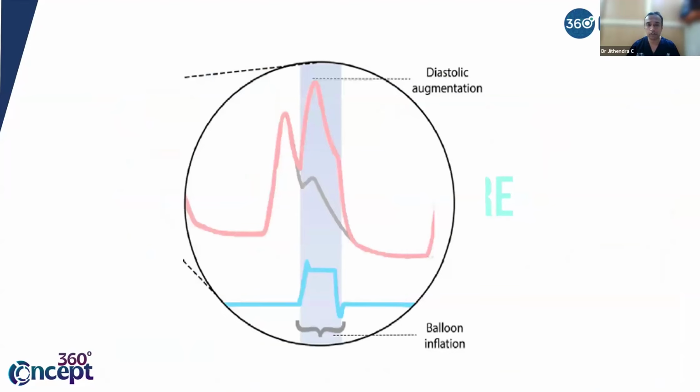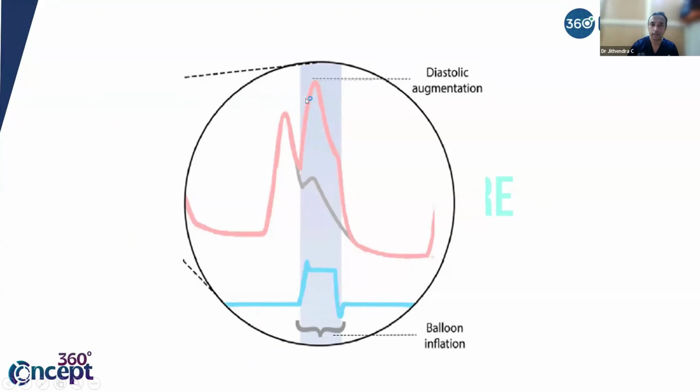So this is the magnification of the waveform. You will be seeing an arterial trace and a balloon inflation. This red color is your arterial trace, and you can see the gray color underneath your red trace. This gray color is an unassisted normal arterial waveform. Here is a dicrotic notch, and when your patient is on IABP, you would have timed it in such a way that your balloon will inflate at the dicrotic notch.